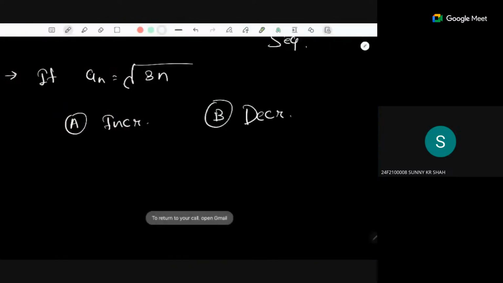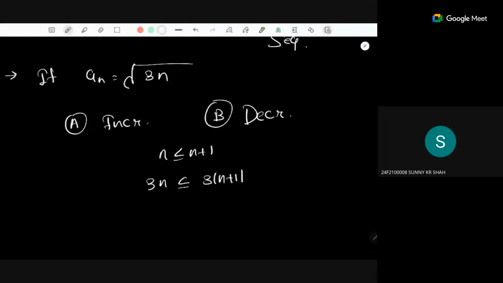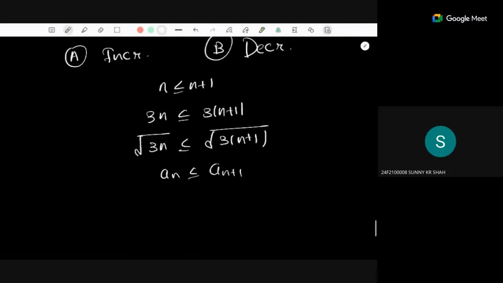Because obviously we know that n is less than or equal to n plus 1. So 3 times n will also be less than or equal to 3 times n plus 1, right? So that means under the root of 3n will also be less than or equal to under the root of 3 times n plus 1, which is nothing but an is less than or equal to an plus 1. So this is now an increasing sequence. So you have to observe whether the sequence is increasing or decreasing by the expression of the given sequence. Okay. Now we have another type of sequence which is known as bounded sequence and unbounded sequence.